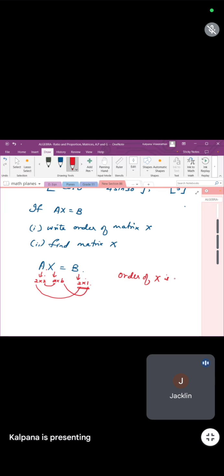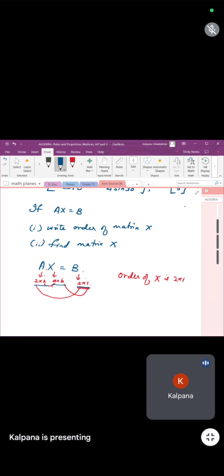Miss, can you explain this one once more? See, multiplication is possible. Whichever matrix we don't know the order of, we'll take it as A by B. Now the A matrix, we know the order. It is of the form 2 by 2, and the B matrix is of the order 2 by 1, as given in the question.